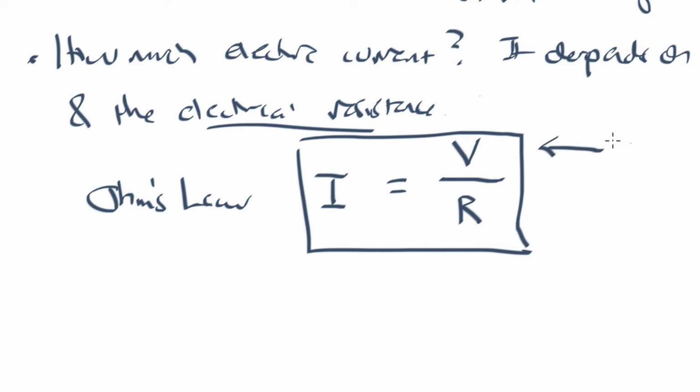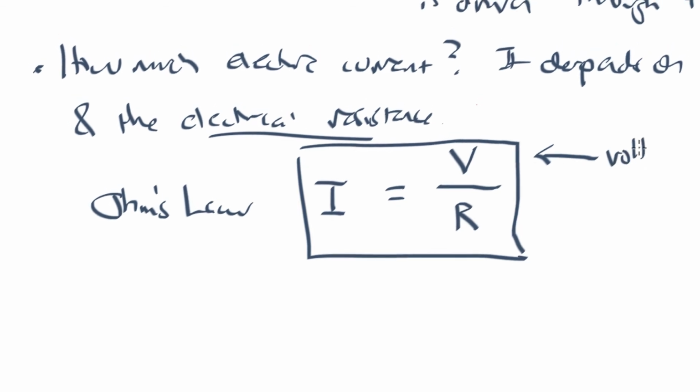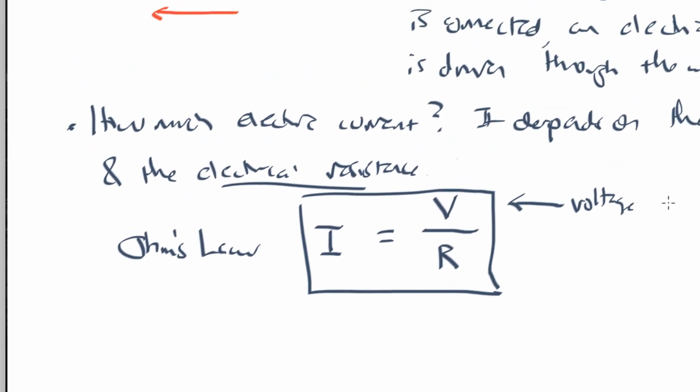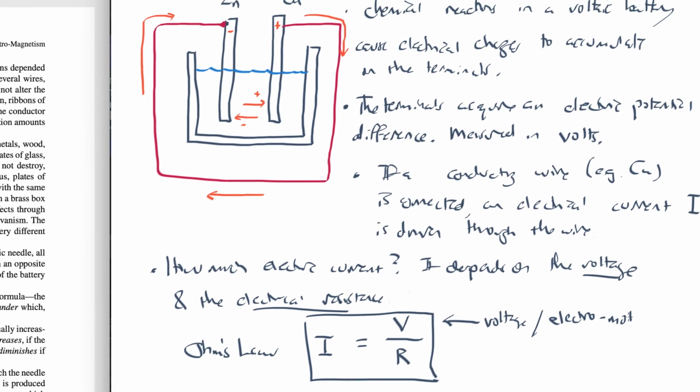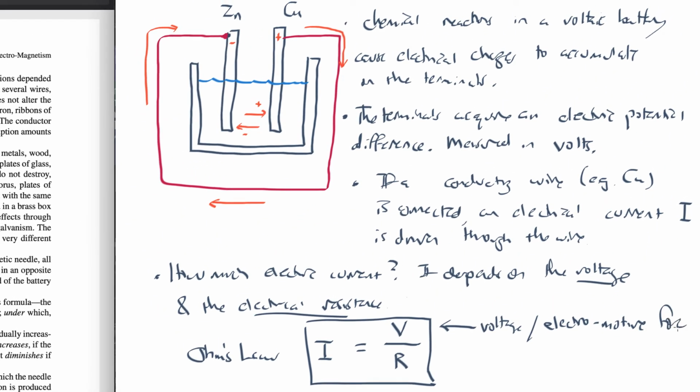You might think of this voltage or electric potential, it's sometimes called the electromotive force. You can see there, electromotive force, there's the word electro. It's a force that tries to move electrical currents. And again, it depends on the properties of the battery itself, whereas this is the electrical resistance of the wire.